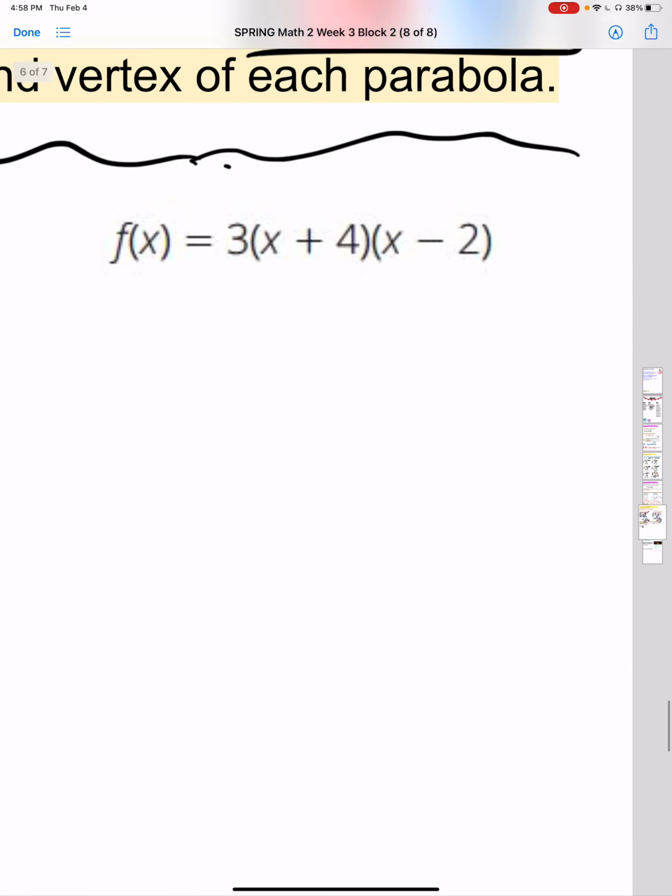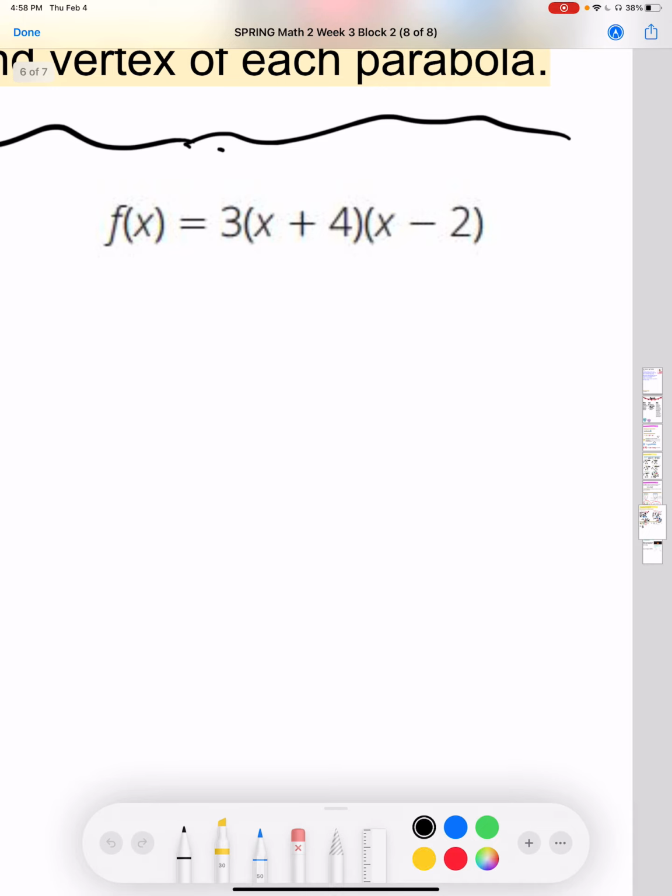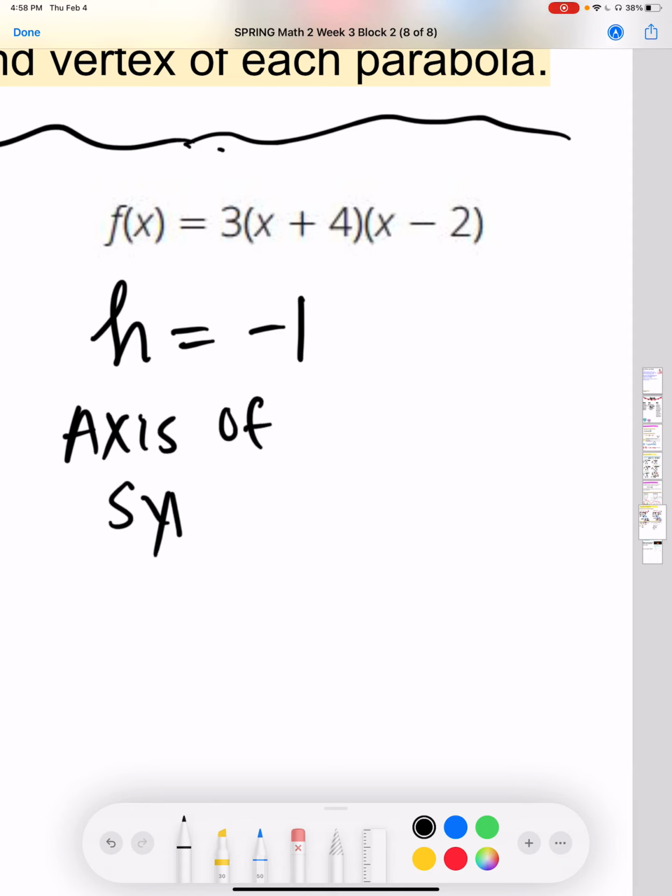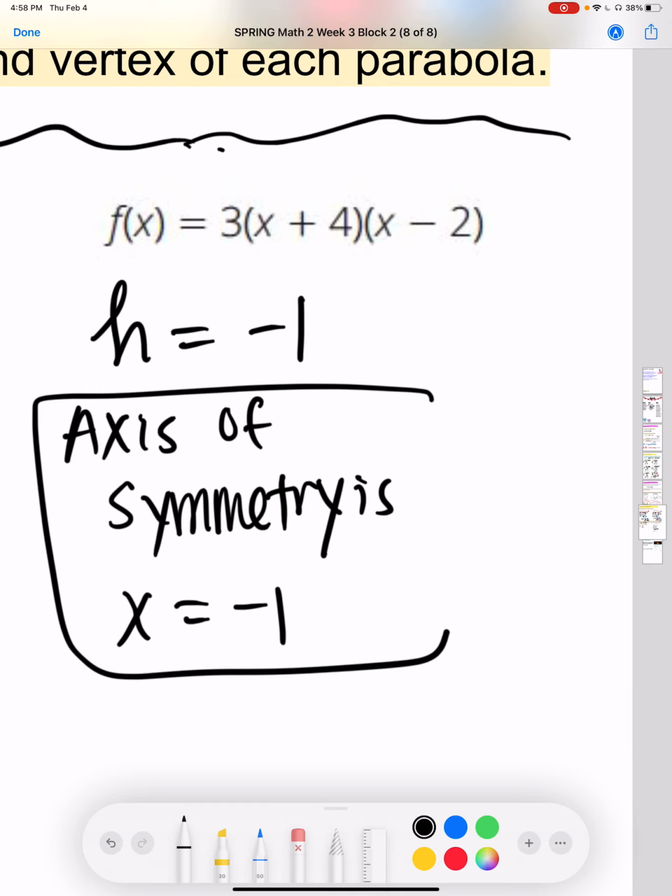Great, it erased everything. We're going to write the h we just found, which was -1, and we're going to plug that in. So I know everything got erased. I'm so sorry. I don't know why my tablet does that. But we had h equals -1, which means I'll write this over again. Our axis of symmetry is x equals -1. That's one of our answers.